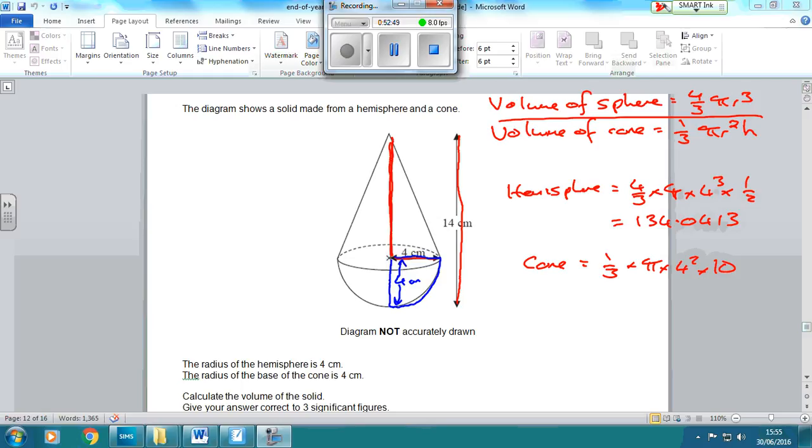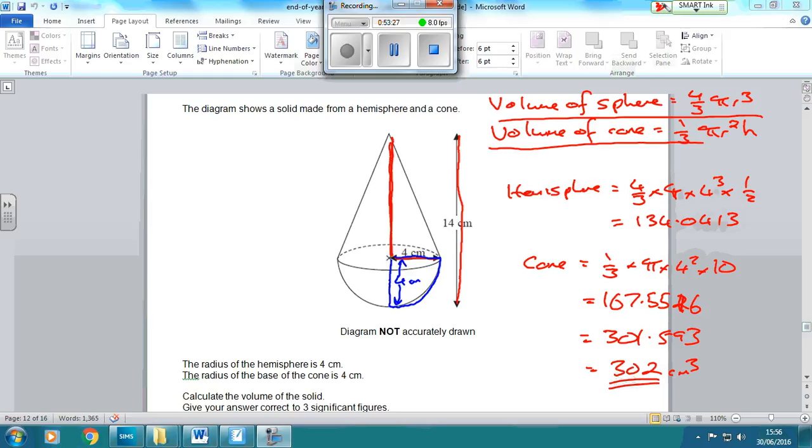So if we do that, we get 167.552, or 16, sorry, 16. So if we then add those together, we get 301.593. To 3 significant figures, it's going to be 302 centimeters cubed. Again, that's really quite tricky.